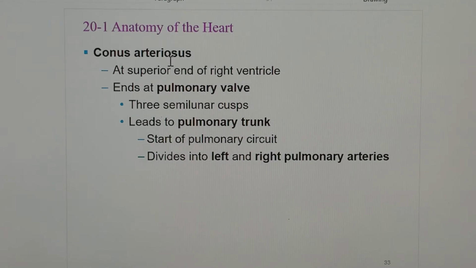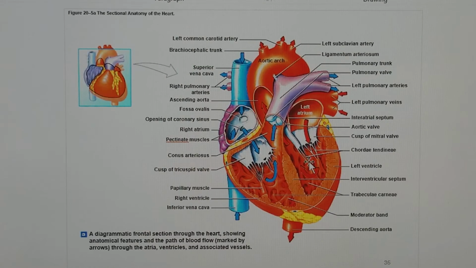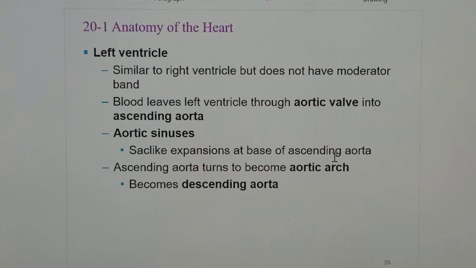The conus arteriosus at the superior end of the right ventricle ends at the pulmonary valve. 3 semilunar cusps, leads to the pulmonary trunk. Start of the pulmonary circuit divides into left and right pulmonary arteries. Okay, conus arteriosus. It's this area right here before we get to the valve in the pulmonary trunk. The conus arteriosus.